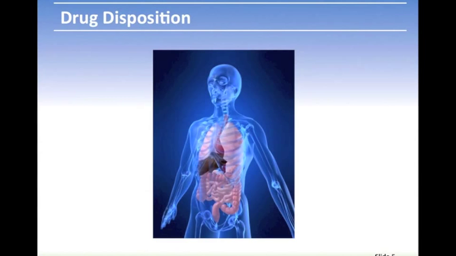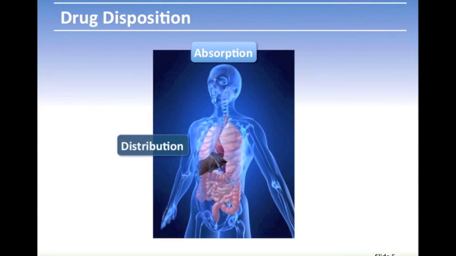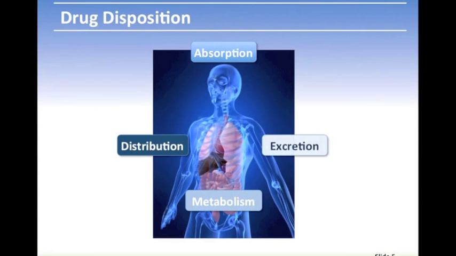There are 4 high-level stages in drug disposition, namely absorption, distribution, metabolism, excretion, or ADME for short. All of these stages play a role in the efficacy of a medication. Today, I will emphasize the contribution of metabolism to the ultimate effect of a drug.